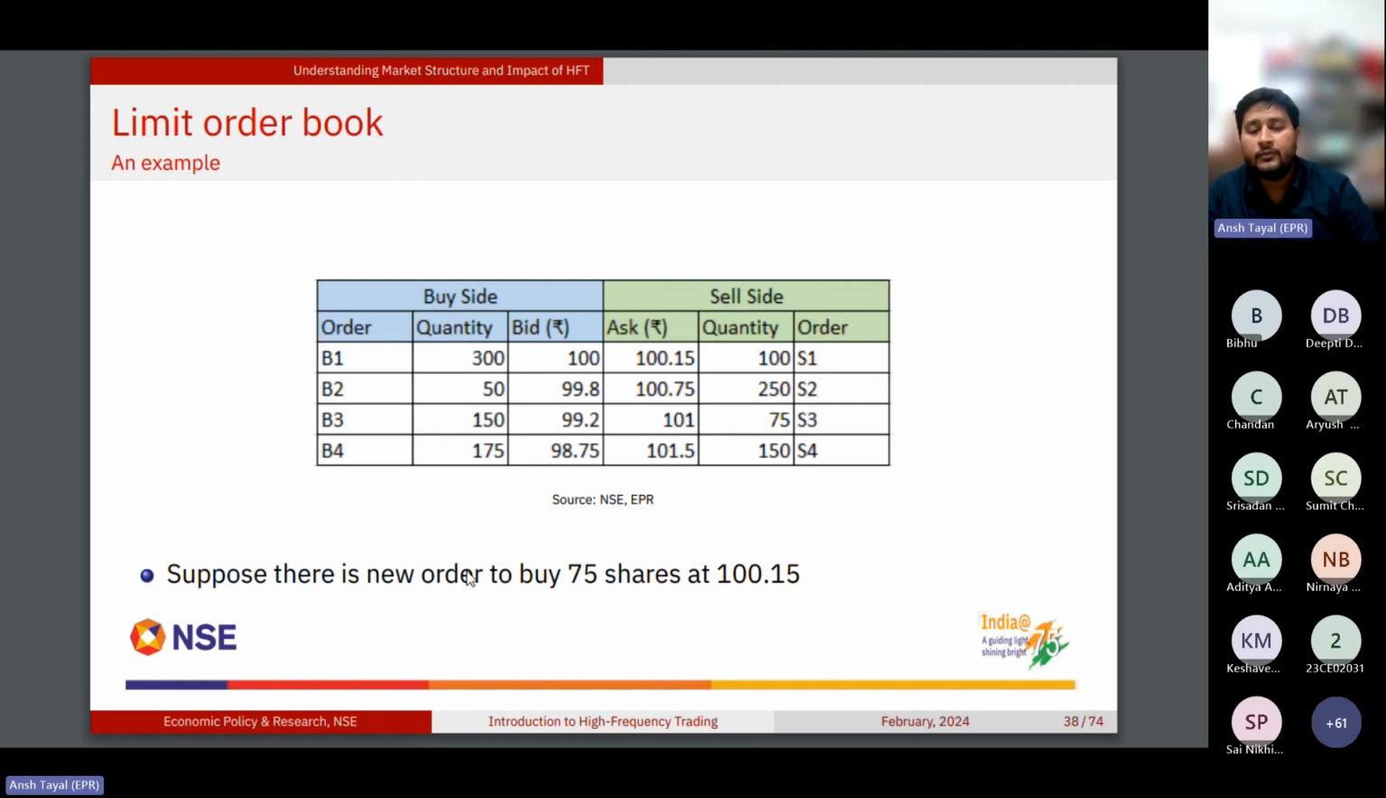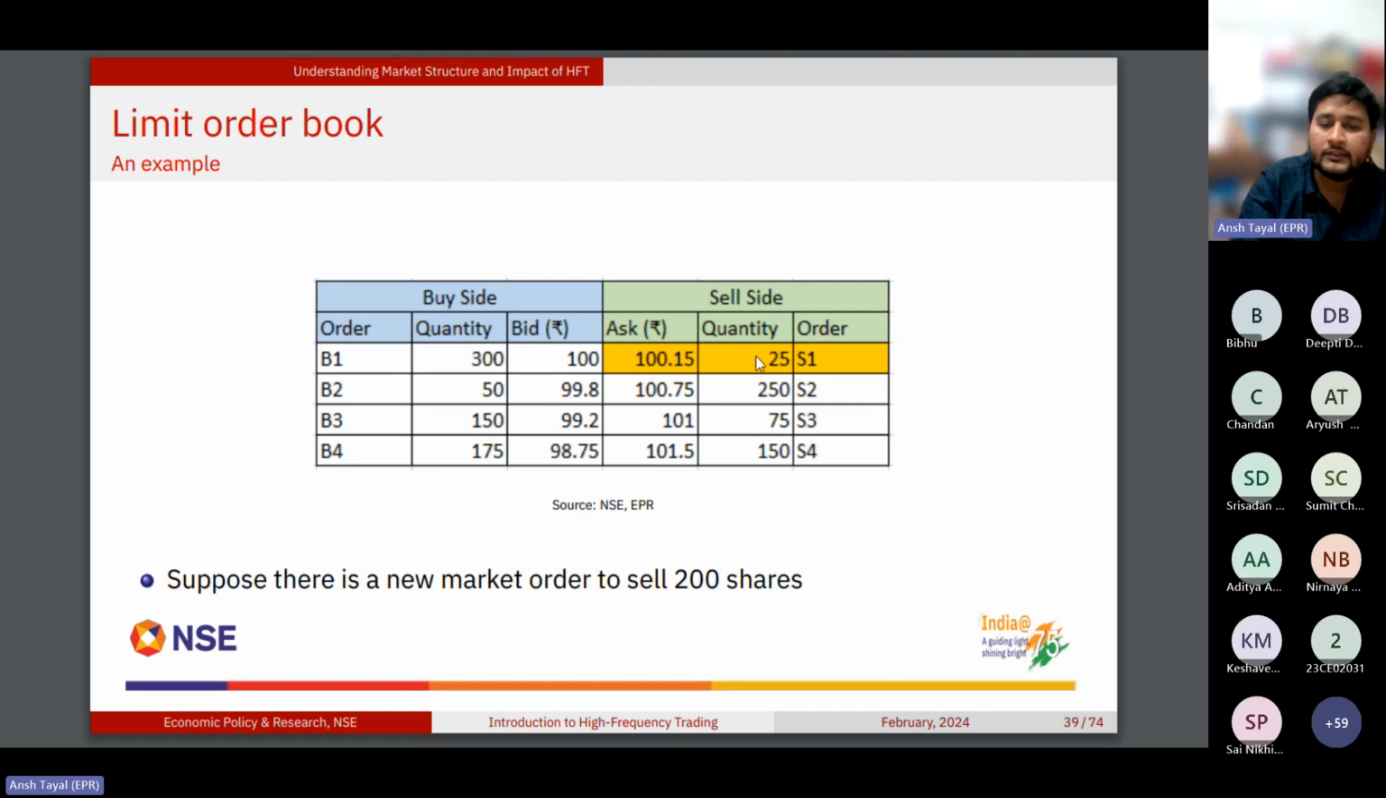Now there's a new order to buy 75 shares at 100.15 rupees. When someone has to buy shares, you will have to look at whether someone is willing to sell it or not. If you see, there's someone who is willing to sell 100 shares at this price. So how will the limit order book change? The quantity 75 order will be executed and the quantity 25 will remain. It was 100, 25 quantity will remain.